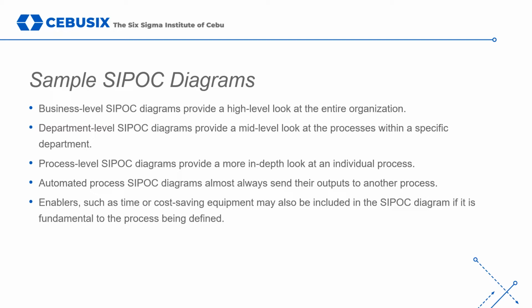Most SIPOC diagrams are for the department level or lower. A department level SIPOC diagram provides a mid-level look at the processes within a specific department. Process level SIPOC diagrams are the most common form used in a Six Sigma initiative, as they provide a more in-depth look at the process being improved. These can be manual or automated processes. Automated process SIPOC diagrams almost always send their outputs to another process.